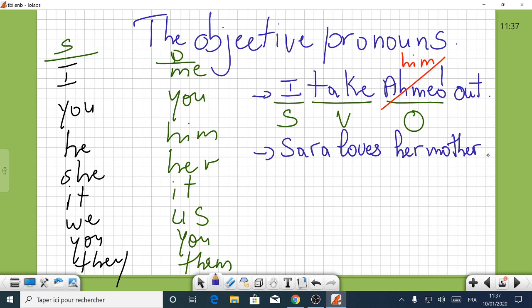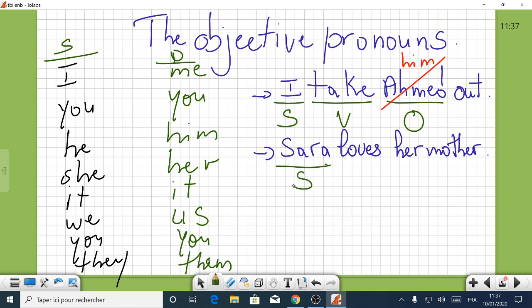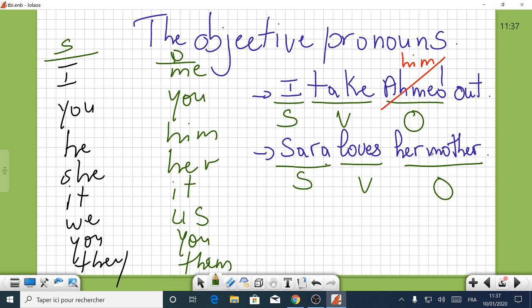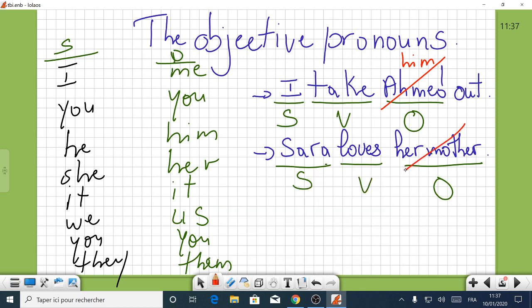Sarah loves her mother. So what do we have here? As simple as that. We have subject, and we have verb, and we have object. Okay, so the subject is Sarah, and the object is her mother. So her mother is what? Her mother is a female, so it can be replaced by her, very simply. So I say Sarah loves her. Loves her. Who? Her mother.